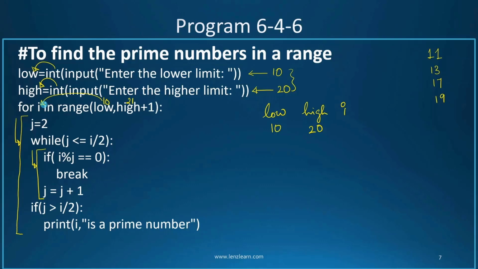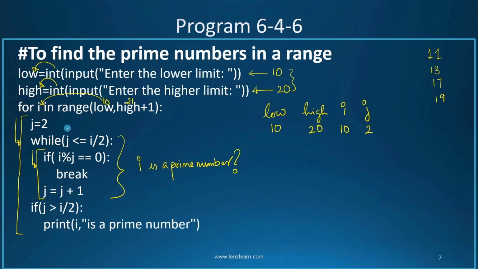Okay, so we are going to check. Now the job of this inner while loop is to check whether i is a prime number. So let us see how it does that. Before entering into the while loop, I'll create a new variable j. The value of i is 10 now. I'll create a new variable j, and the value of j is 2.